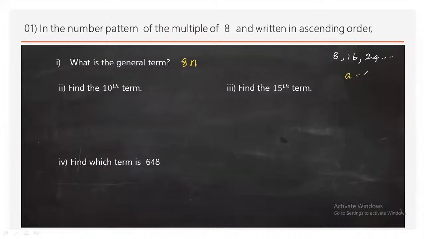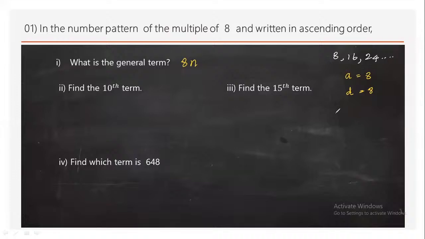First term a equals 8. Common difference b equals 8. There is a simple formula to get this, but it is not needed here. If it is a multiple of 8, the general term is 8n. Multiple of 5, 5n. Multiple of 2, 2n. Multiple of 2 means even numbers, right? Multiples of 10, 10n.